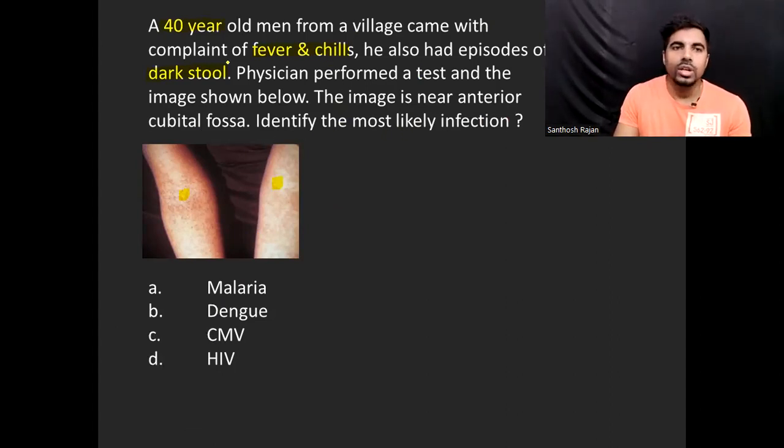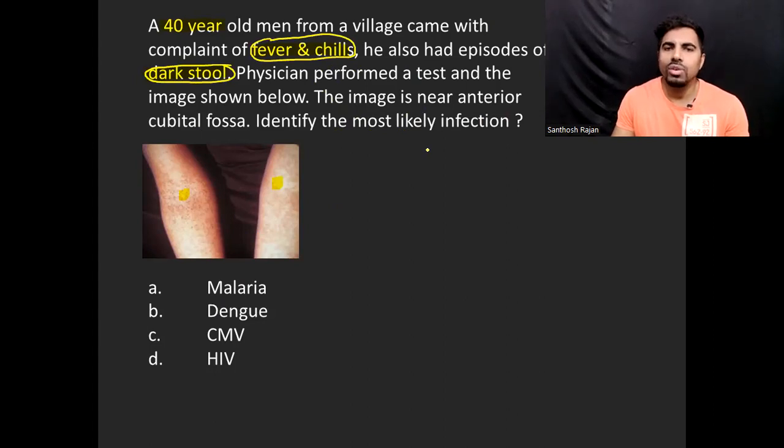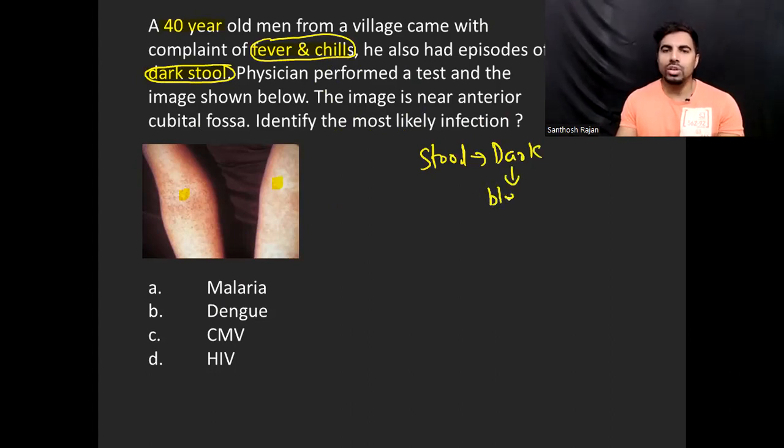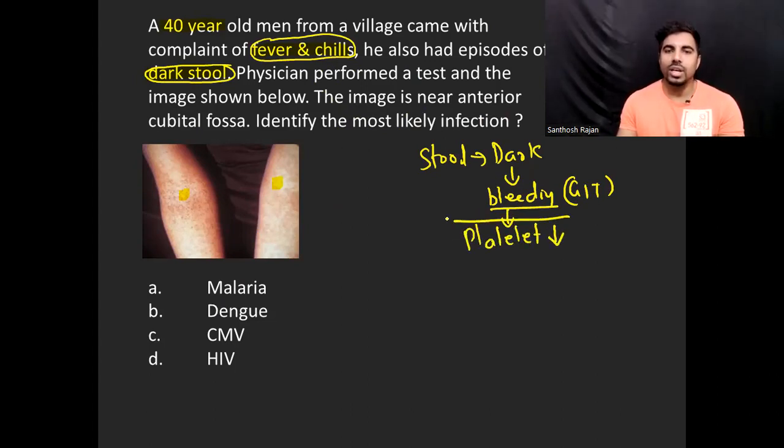Now see the clue. Fever and chills anybody can have, with any infection. The dark stool: whenever the stool is dark, what does that mean? There is bleeding somewhere in your GIT. That is the first clue. So what is the reason for the bleeding? One of the reasons is that the platelet count must be low, decreased.